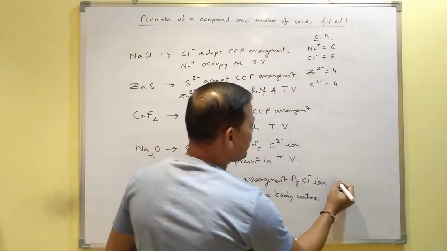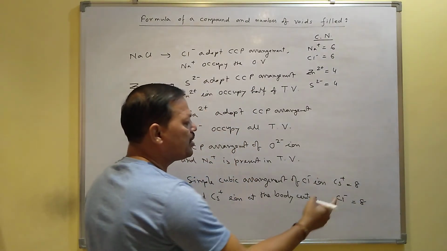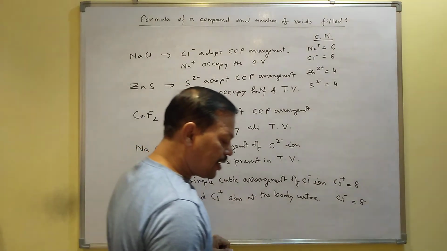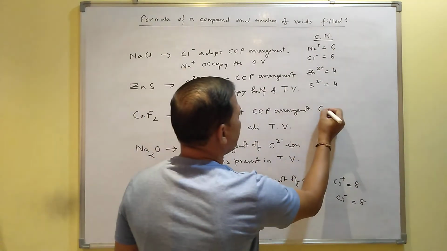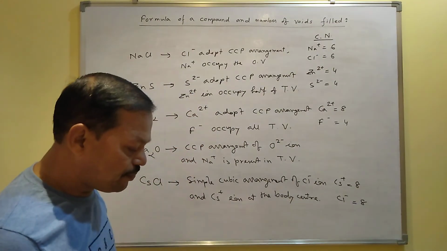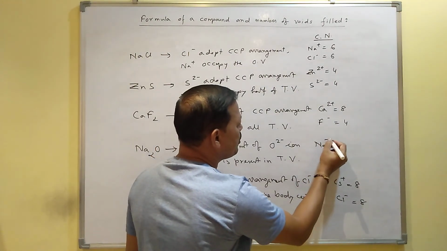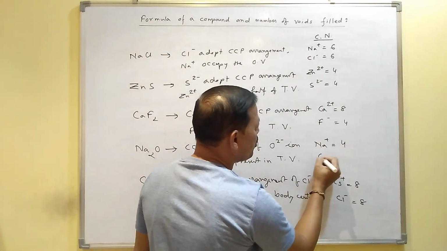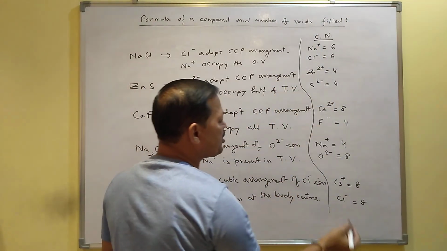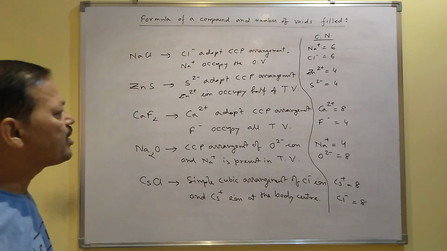In case of cesium chloride, cesium ion 8, chloride ion also 8. I mean each cesium ion is touched by 8 chloride ions. Similarly, each chloride ion is touched by 8 cesium ions. In case of calcium fluoride, calcium ion is 8, fluoride ion is 4, coordination number. And in case of sodium oxide, sodium ion 4, oxide ion 8. So these are the exact coordination numbers which are obtained experimentally. So you should know about the coordination numbers of different ions present in different solids.